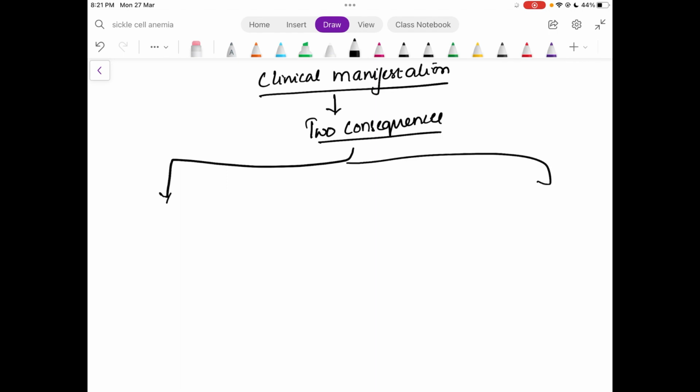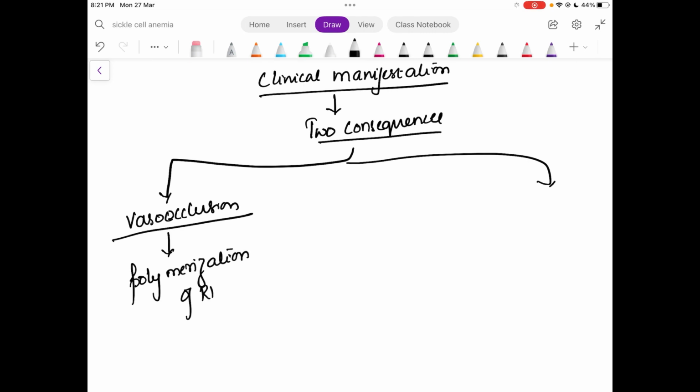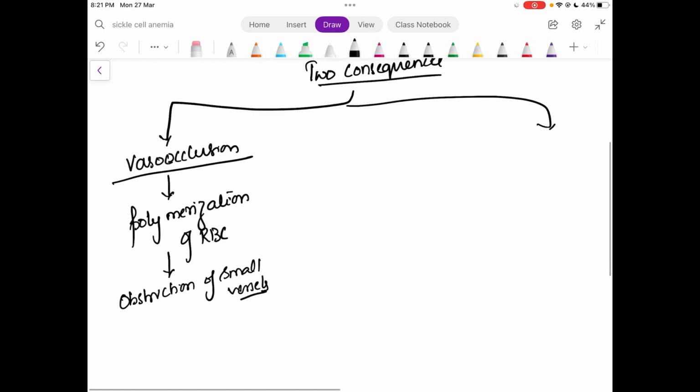One is due to vaso-occlusion, where there is polymerization of RBC and they cause obstruction of small vessels and they will cause symptoms. And one more consequence is due to intravascular hemolysis.